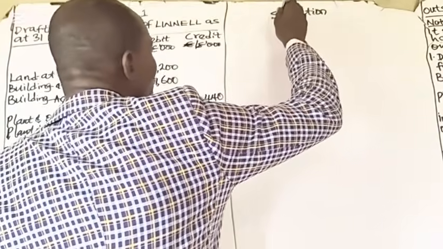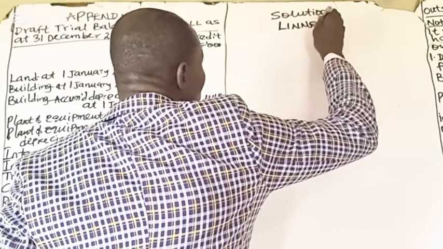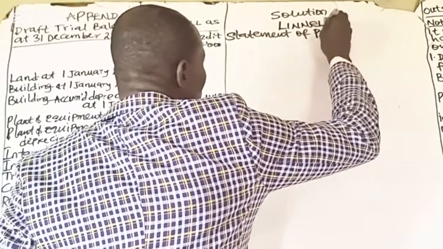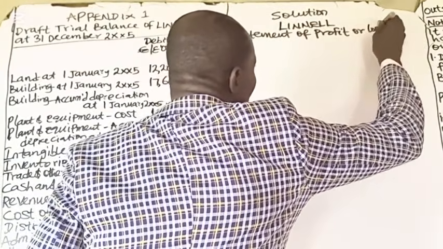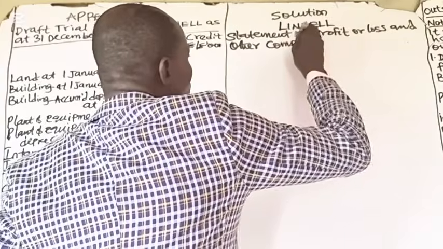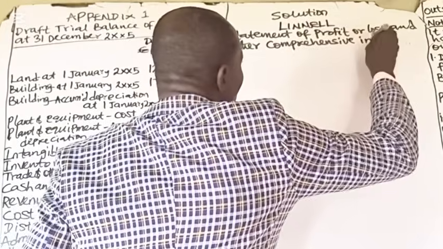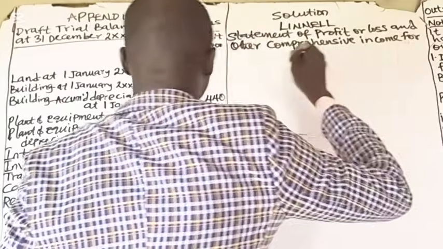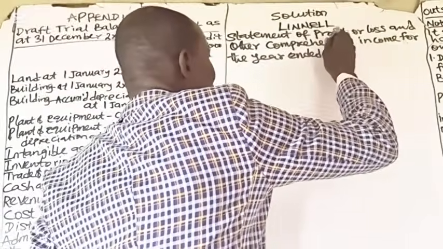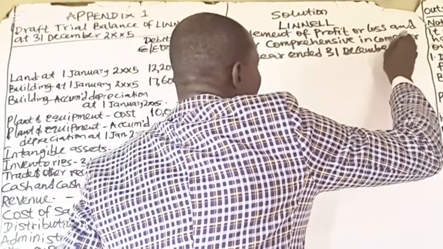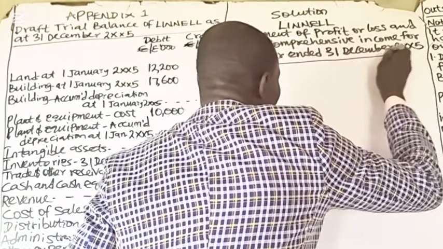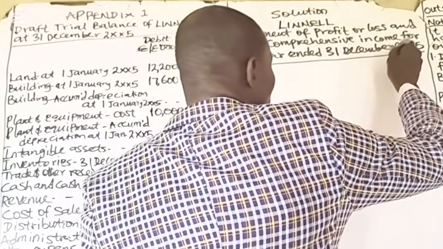The name of the entity is Linen. So we have the statement of profit or loss and other comprehensive income for the year ended 31st December 2005. Amounts are in 1,000 euro.